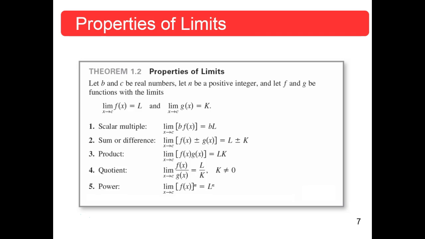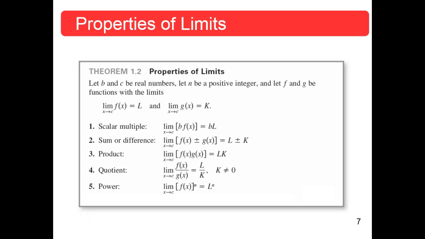Now, with those three basic ones in mind, let's look at some properties. Let me make sure I'm not skipping anything. Let's look again. Let b and c be any real numbers, n be any positive integer, and let f and g be functions with these limits. The limit as x approaches c of f of x is going to be L, and the limit as x approaches c of g of x is going to be k. Two limits. Now, here's the first property.